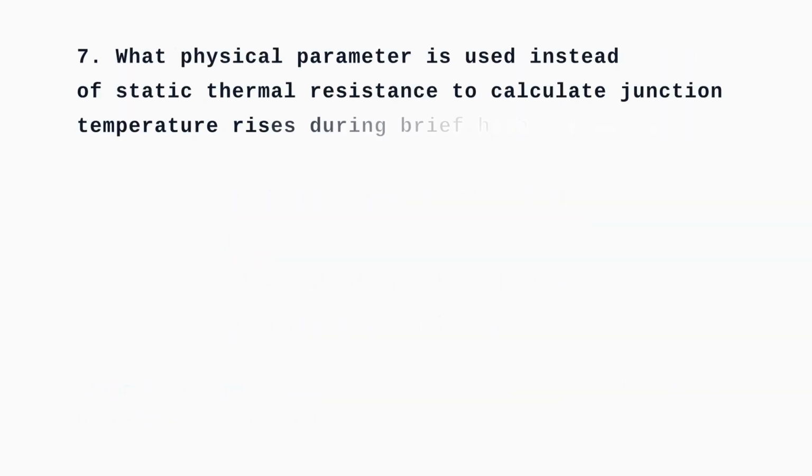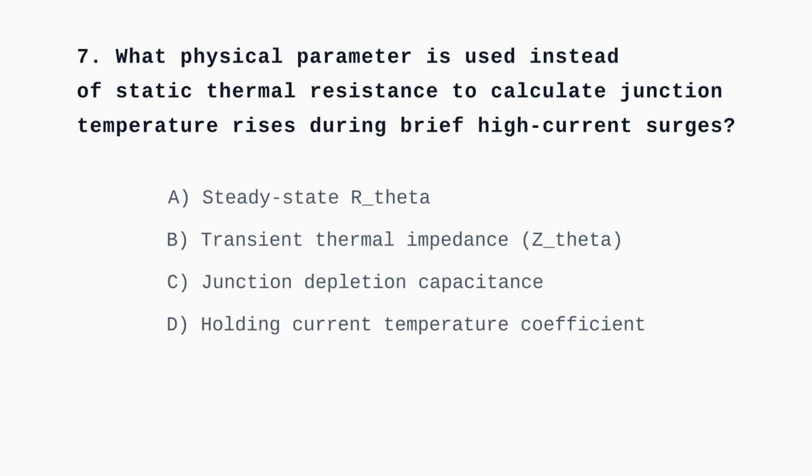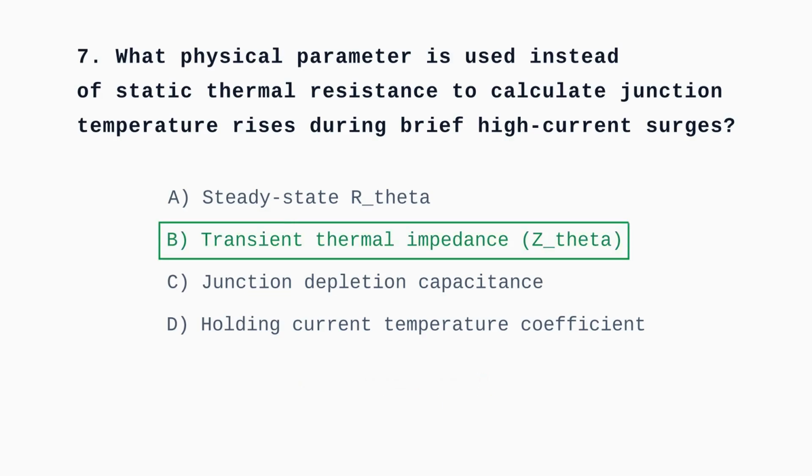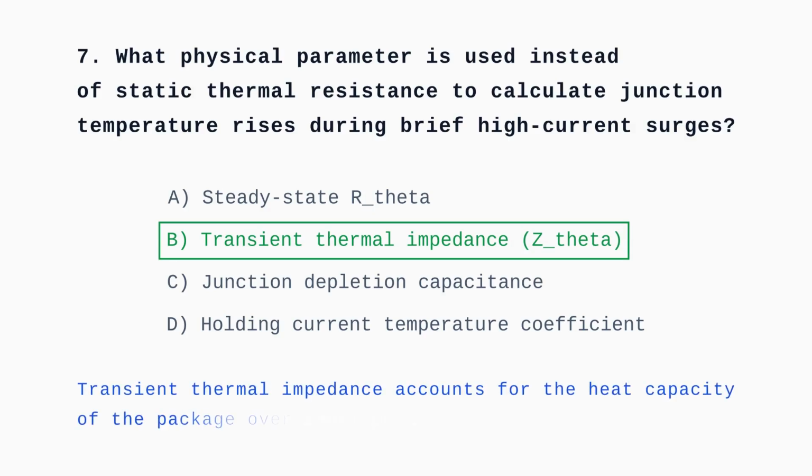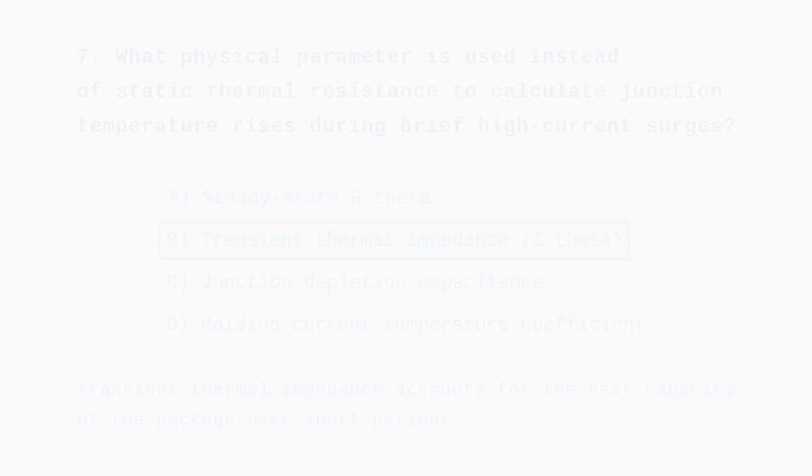Question 7. What physical parameter is used instead of static thermal resistance to calculate junction temperature rises during brief high-current surges? For short overload currents, static thermal resistance is inaccurate. Engineers use transient thermal impedance to track immediate heat absorption over time.